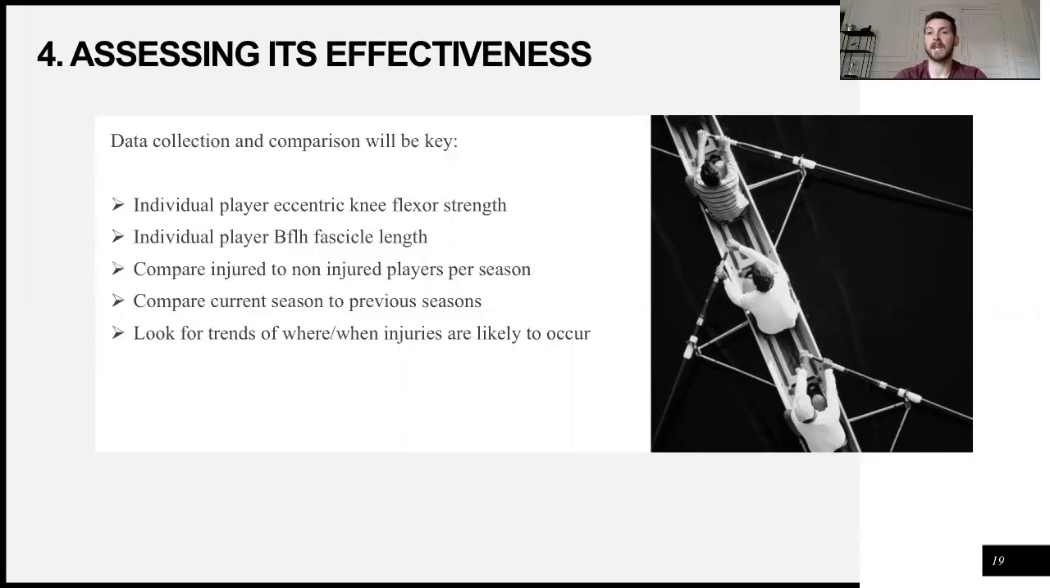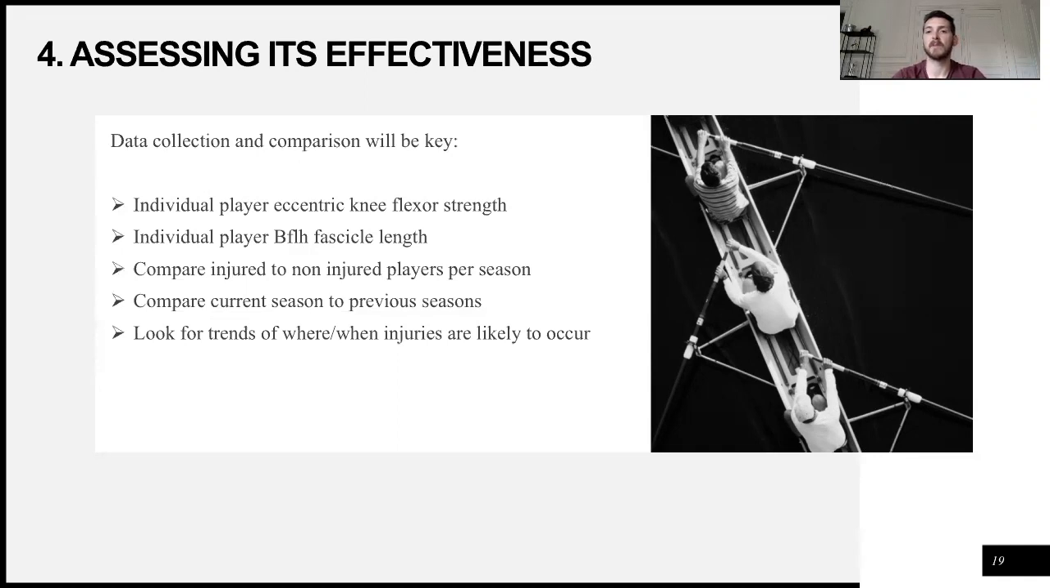a lot of data collection. Data will be fundamental to working out how successful the program is, looking at individual player knee flexor strength as well as bicep femoris long head fascicle length, comparing injured to non-injured players during a season, so comparing their strength and their fascicle length, comparing seasons across one another, both as individuals and team cohorts.